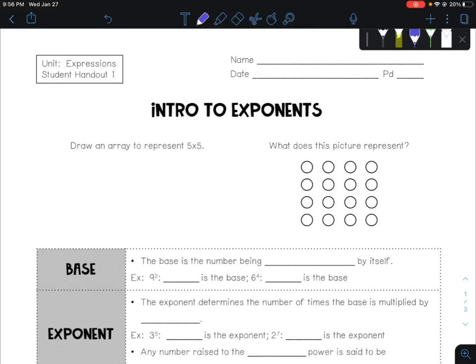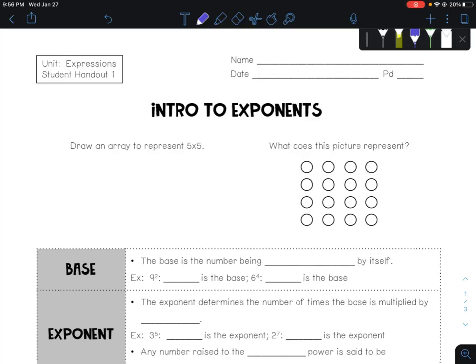For our lesson today, we'll be talking about exponents. This is the first topic in our new expressions unit. So since we're new to exponents, we're actually going to look at what exponents are and how they fit into all the other operations that we know already, like adding, subtracting, multiplying, dividing.